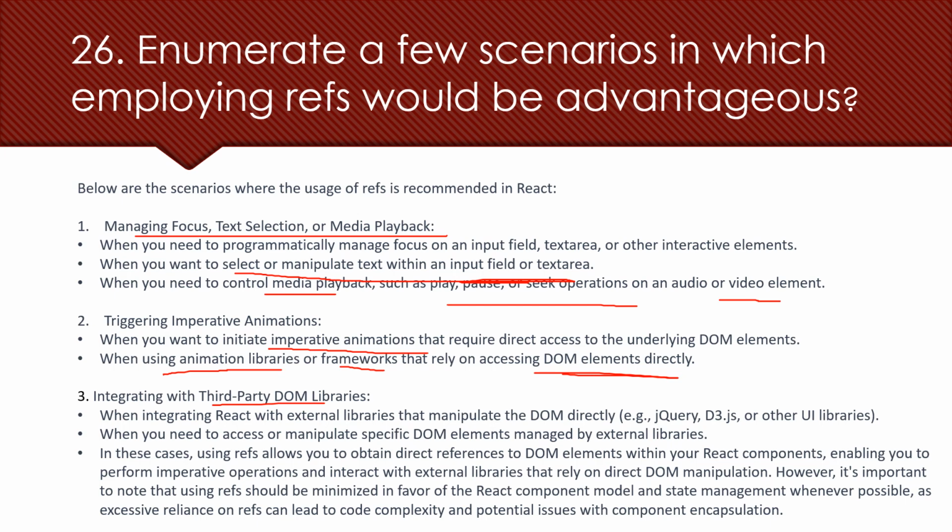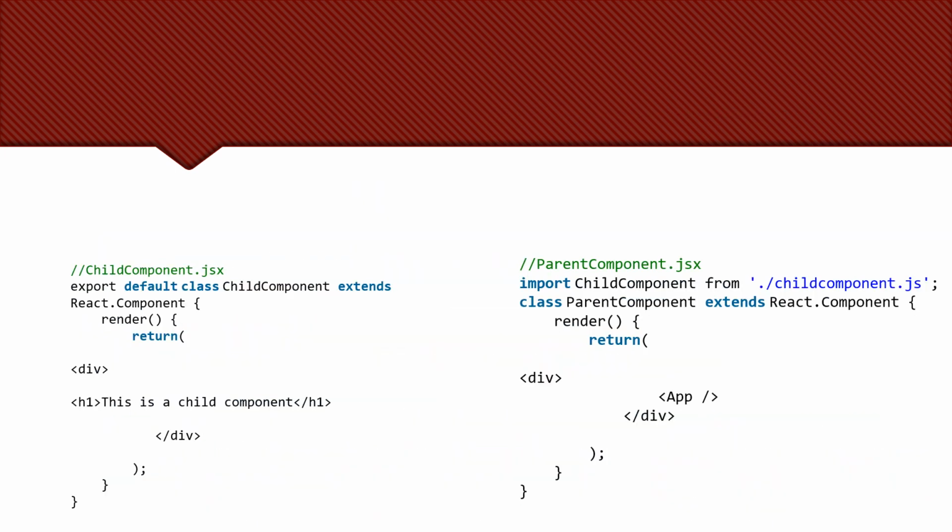So when interacting React with extra libraries that manipulate the DOM directly, for example, jQuery, d3.js, or other UI libraries, we can use refs. When we need to access or manipulate specific DOM elements managed by external libraries, we can use refs. That is very handy in that case. In these cases, refs allow us to directly obtain references of the DOM elements inside our React components. It will enable us to perform imperative operations and interact with external libraries very easily by relying on direct DOM manipulation. These are the different advantages available for this in React.